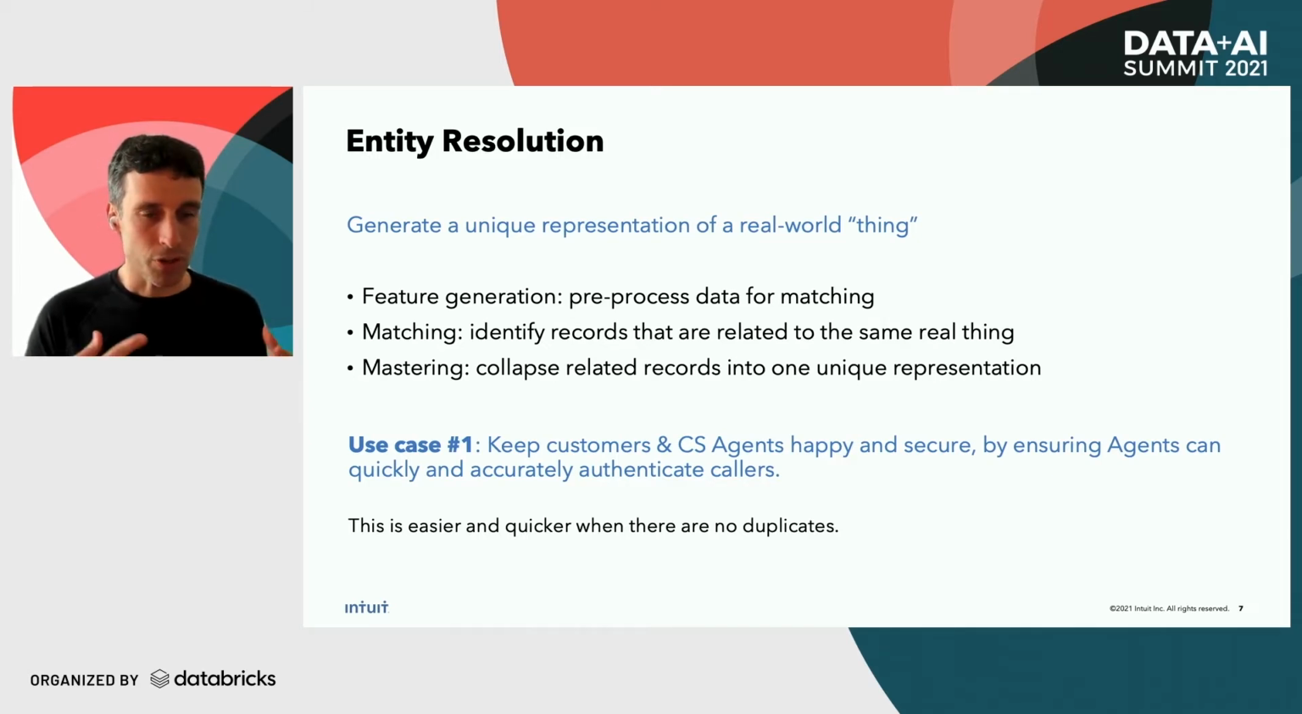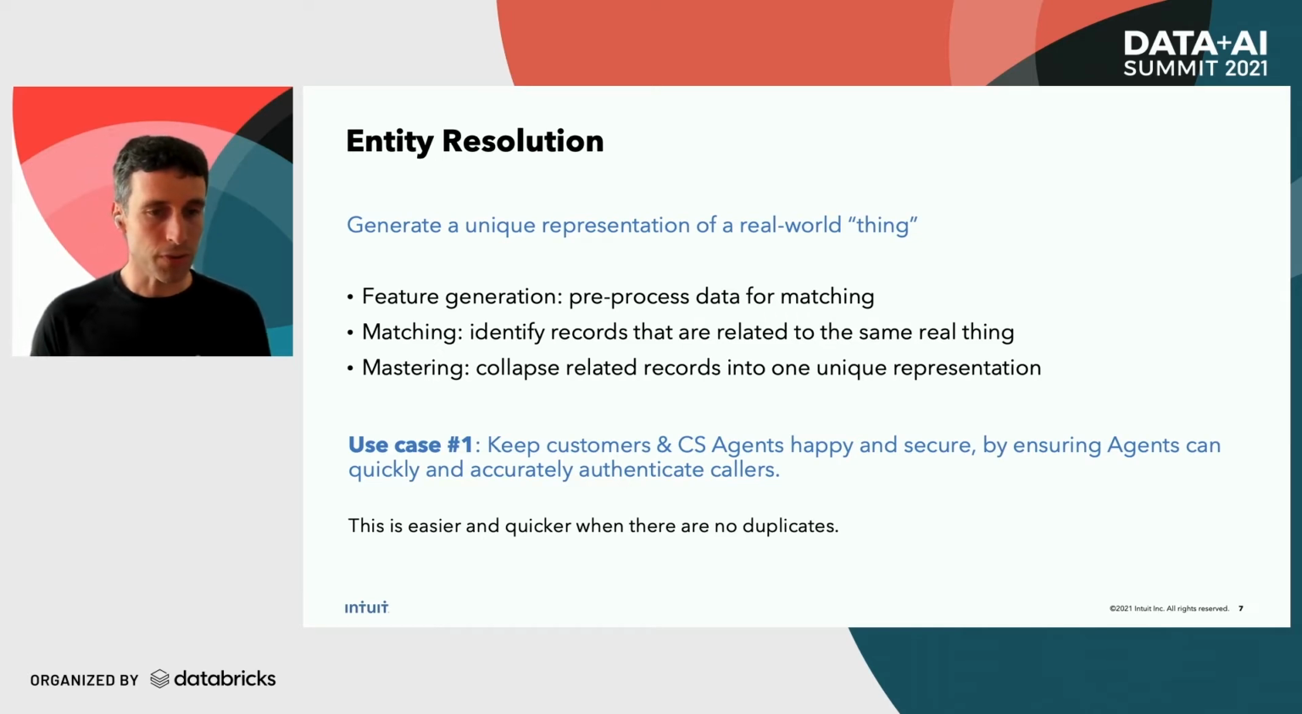And then once you have all potential matches, you need some mechanism for mastering the records together. That's collapsing them into a single record that is one unique representation of that thing. So you have one canonical record of a company or a person or a document or a transaction.